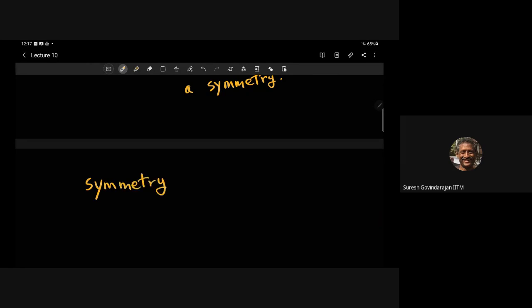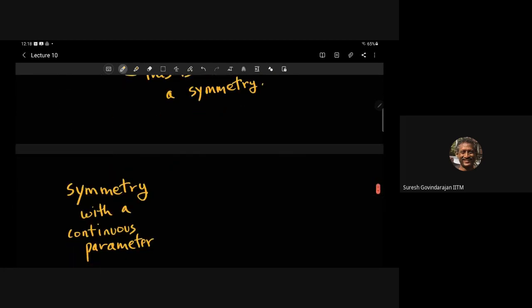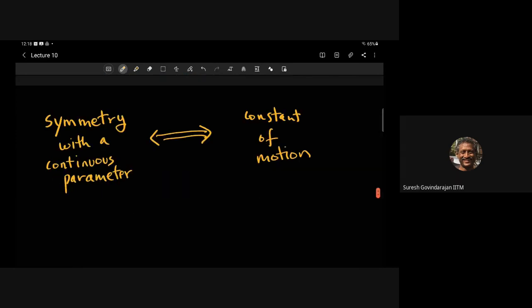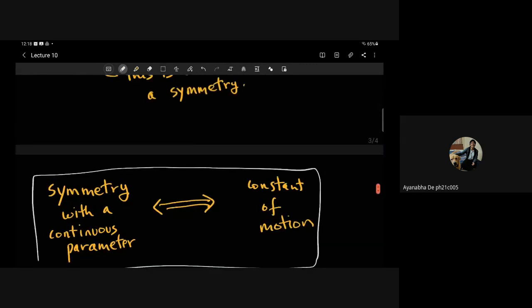Not all symmetries will have this property. It is a symmetry with a continuous parameter. So here we have A can vary continuously, it's not some discrete thing. Okay. Symmetry. This implies that there's a conserved quantity, or constant of motion. Let's call it constant of motion. Okay, so in this case, the canonically conjugate momentum is a constant of motion. And this is a very, very general story. So the continuous parameter means that A should be varying continuously.